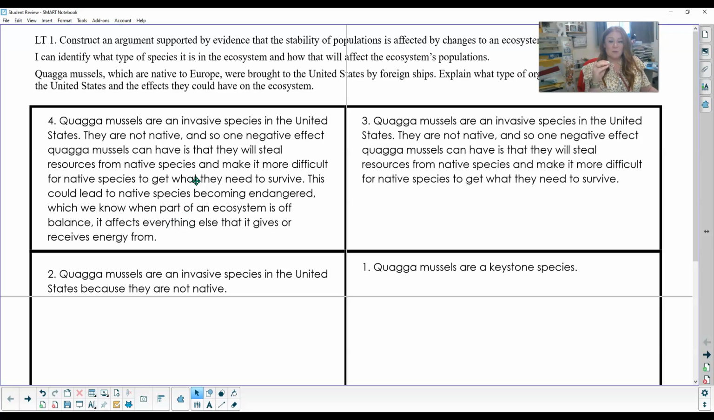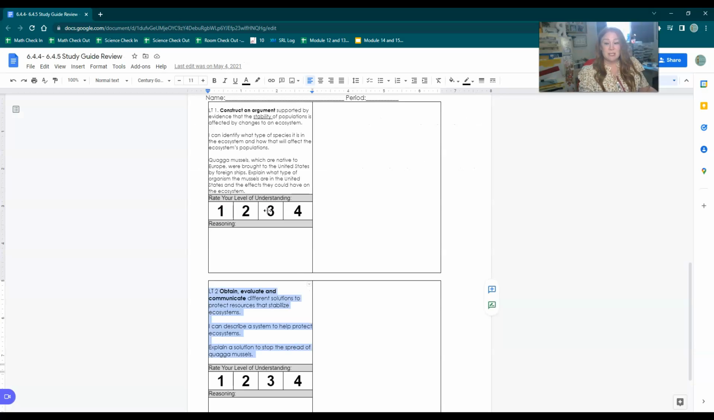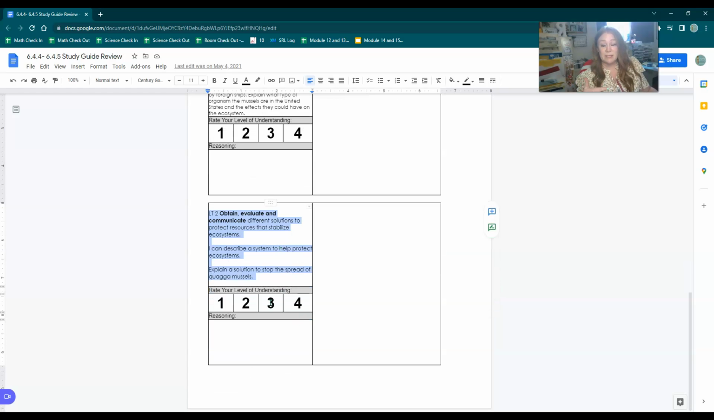So this 4 just went into more detail about what is the problem if the native species can't get what they need. So, right, this told the problem, and this kind of told more of why is that a problem. So the difference there is that a 4 always gives that little bit of extra detail. So go ahead and decide which one best represents your answer, and then write your reason that you gave yourself that grade and what can you do on the test to get all 4 points.